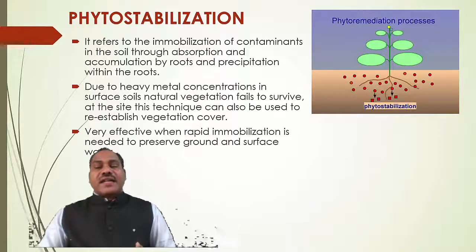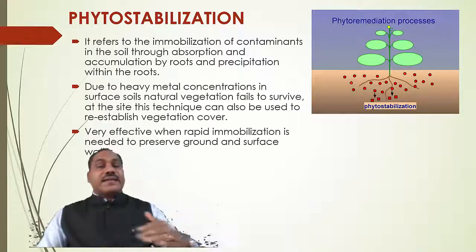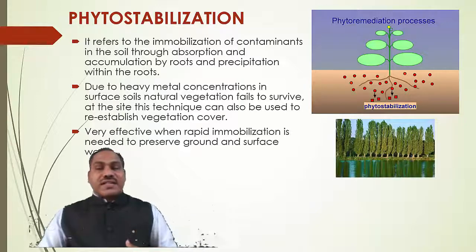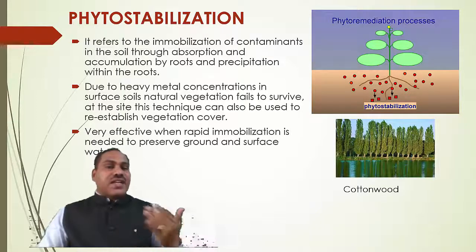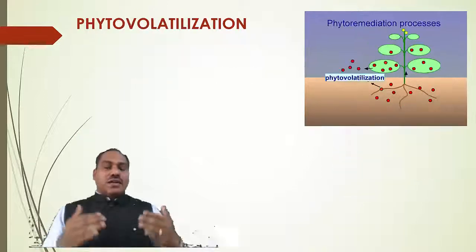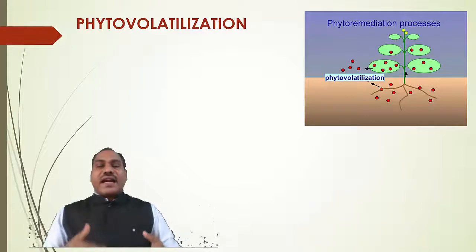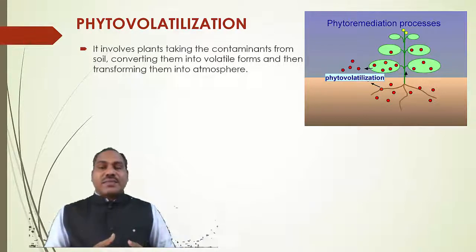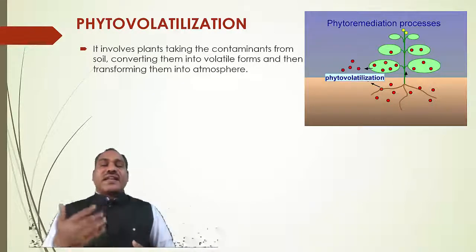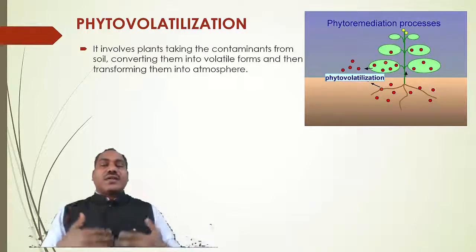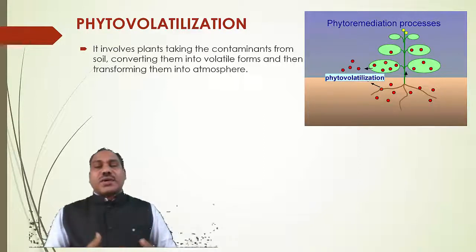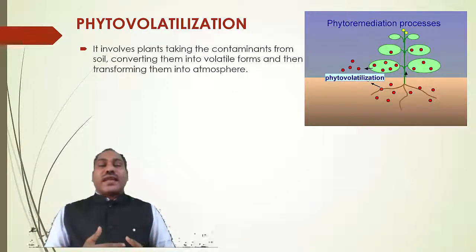And different plants have also been used. One beautiful example is cottonwood, which can stabilize the contaminants in a particular location by its vegetation cover. Then some plants can absorb these contaminants and transfer them into different plant parts, where, through a chemical transformation process, the pollutants can be converted into volatilized forms and released to the atmosphere.